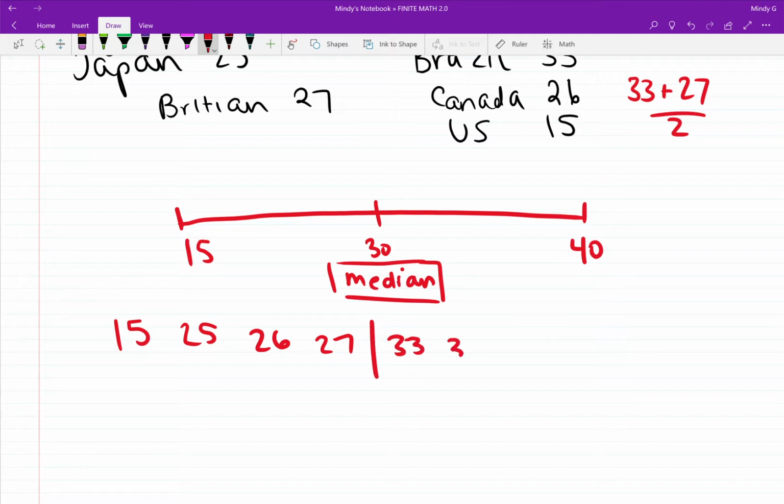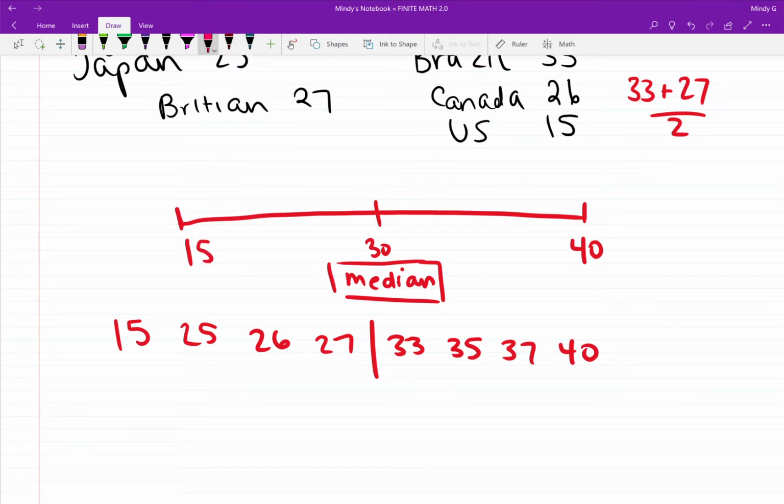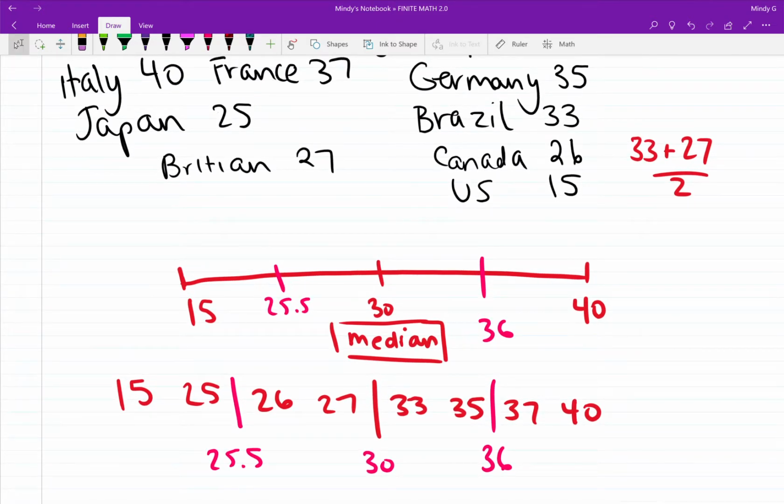The median of the lower half. So my median here, I'm going to go ahead and put 25.5. All right, what about the upper half? 36. Very good. Okay, so minimum, Q1, median, Q3, maximum.